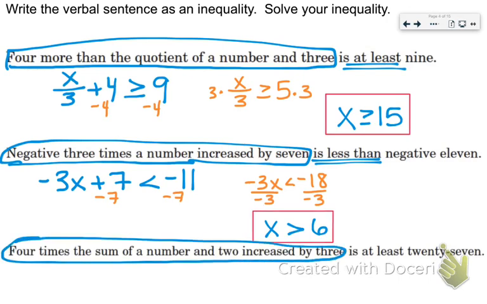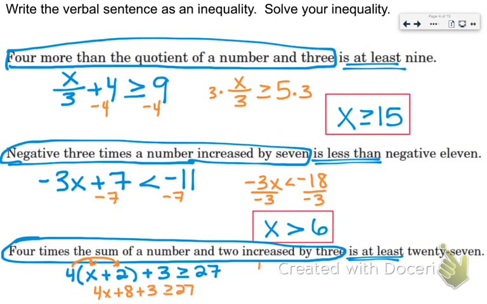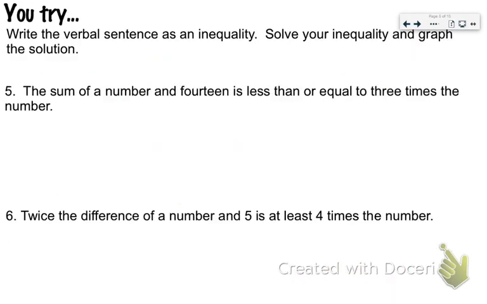Last one, 4 times the sum of a number and 2 increased by 3. So we got a lot going on. Anytime you have 4 times the sum of something, you've got to put parentheses around the sum. So 4 times the sum of x plus 2 increased by 3, so add 3 after that parenthesis, is at least, so same as the first one, greater than or equal to 27. And then solve. Use the distributive property. Combine like terms on the left, and then do your solving process. We get x is greater than or equal to 4. Go ahead and do the U-tries on this last page, and that's it.